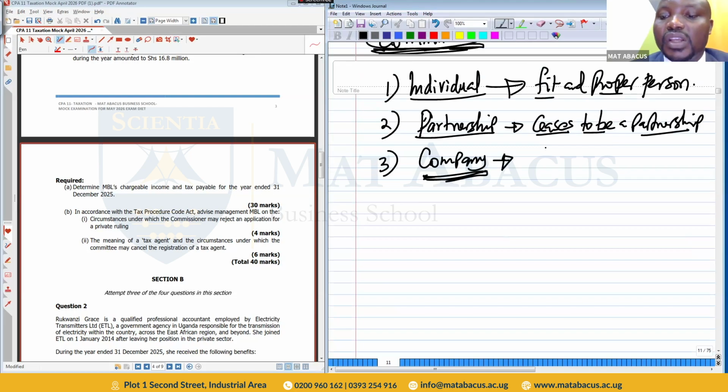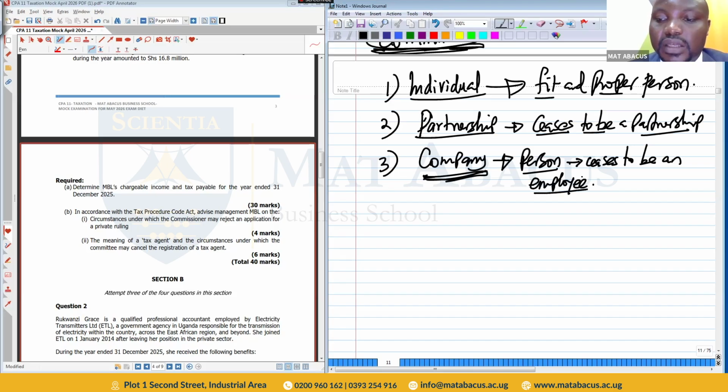So here is when a person who is selected, an individual selected in a company to act on behalf of the agent, ceases to be an employee. If he ceases to be an employee of the company, it means that their registration will be cancelled.